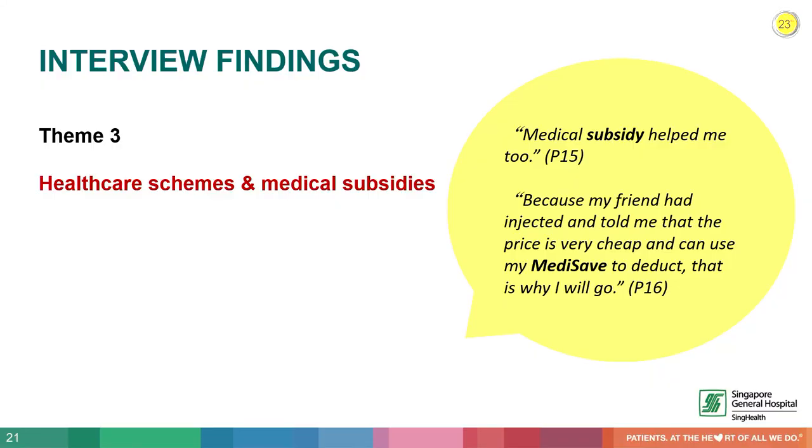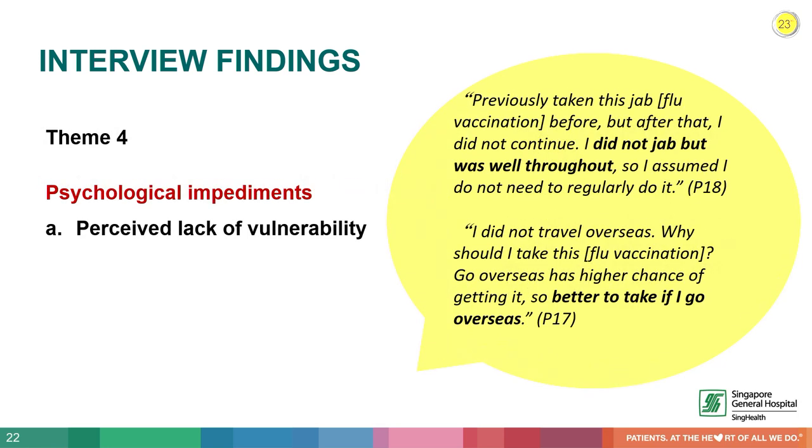The third theme is about healthcare schemes and medical subsidies. Participants mentioned that the medical subsidies really help them. They felt that the cost is more affordable and they can use their medical savings to deduct. That is the reason they went for vaccinations. The fourth theme is about the psychological impediments.